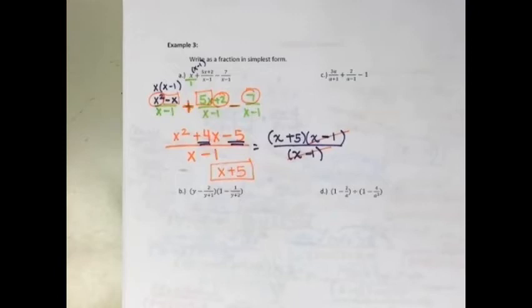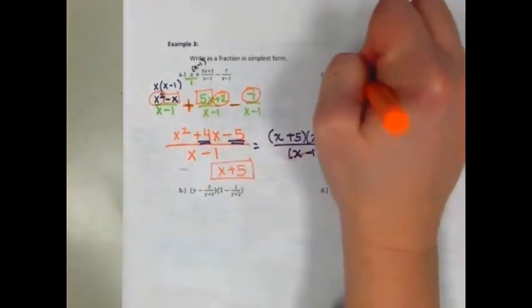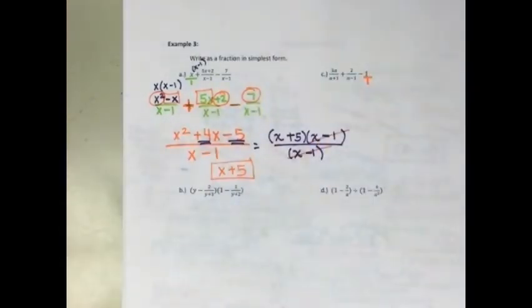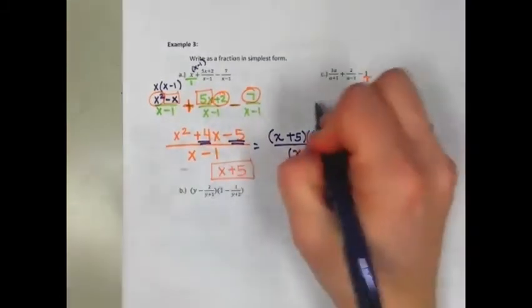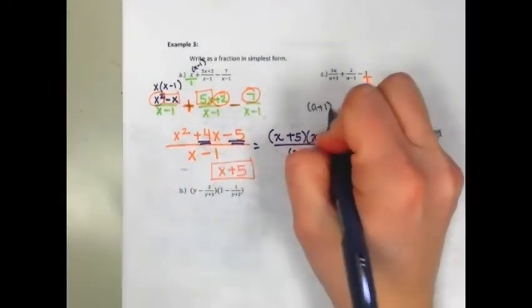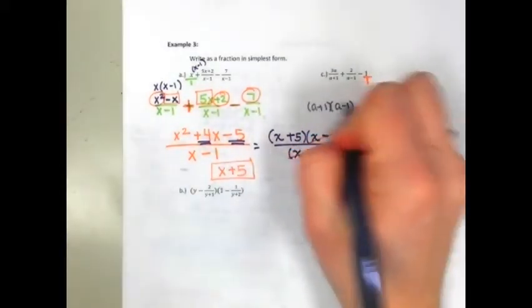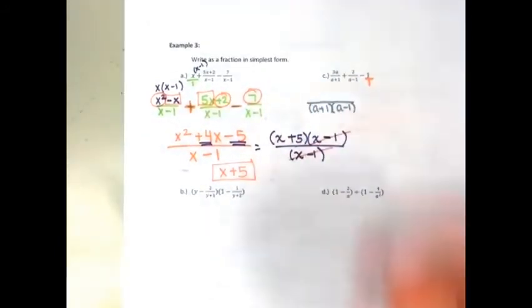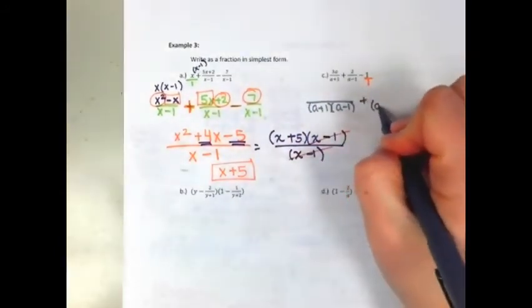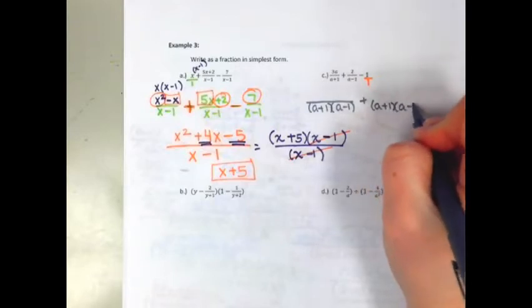All right, let's do C. Ooh, we have a plus 1, a minus 1, and 1. This changes our denominator, doesn't it? What is my common denominator between a plus 1, a minus 1, and 1? A plus 1. What else? A minus 1. Anything else? Nope. So we have to have a plus 1 and a minus 1 in my denominator.